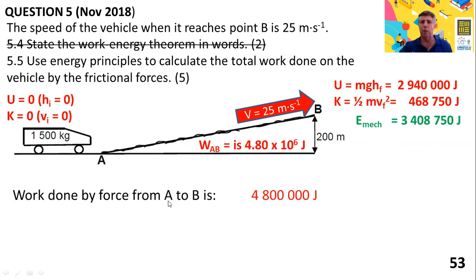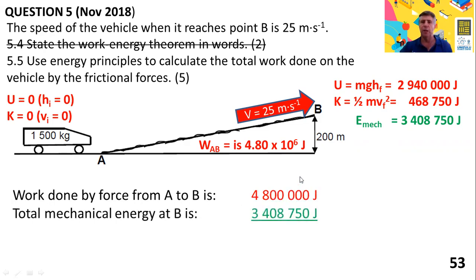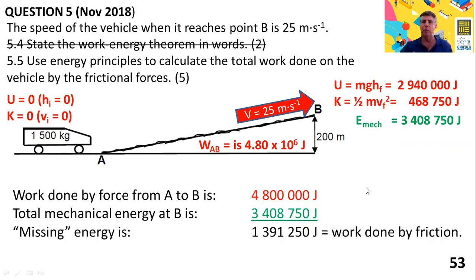So let's add up. The work done by the force was 4.8 million joules, but the total mechanical energy at B is only 3.4 million joules. And if we subtract, we can see that about 1.39 million joules is missing. And of course, it's not missing, it's been converted to heat energy, and that is the work done by friction in slowing down the vehicle. So the bottom line is, if we'd had the same setup here with no friction, the speed at the top would have been higher than 25 meters per second. So what the friction has done is effectively slowed down the vehicle.